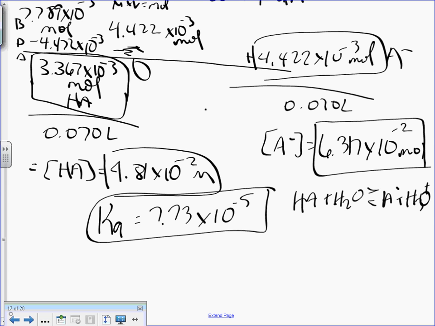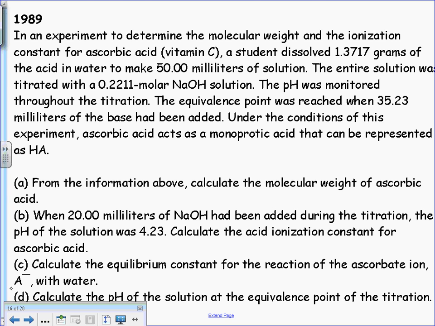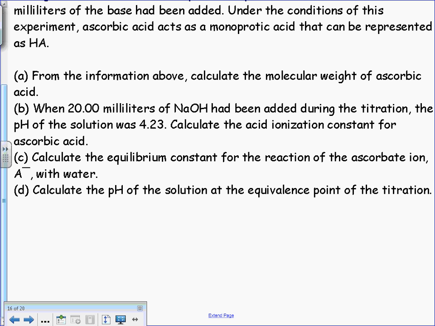Part C says, calculate the equilibrium constant for the reaction of a sorbic ion with water. So what are you probably doing first? Kind of your normal first step. Right, write the anion reaction with water. So A minus is our anion, a sorbic ion. At reacting with water, what happens?